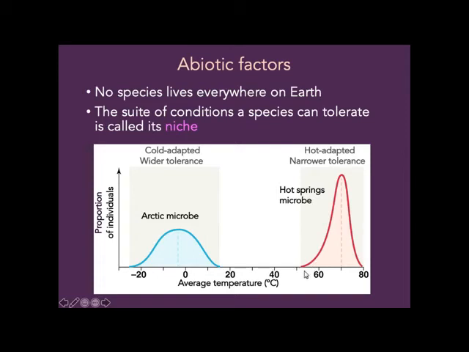And then here's another kind of organism, a hot springs microbe. So that lives at extremely hot temperatures between 50 and 80 degrees Celsius. It actually has a much smaller range of temperatures it can live at. So it has a narrower tolerance. So you can see its peak is narrower in this direction, and it's higher because it's narrower. This one is a broader peak. Okay. So these both represent the niches of these two different species.